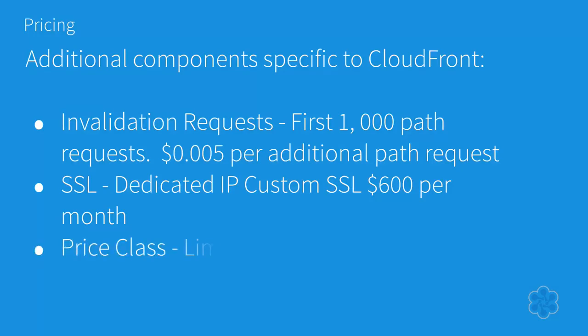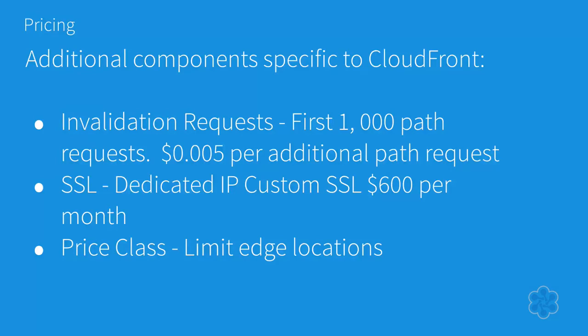Choosing from price classes is an option that can lower the total price by limiting the Edge locations. There are three price classes, which are Price Class All, which uses all Edge locations, Price Class 200, which uses Edge locations in the US, EU, Asia and Japan, and Price Class 100, which uses Edge locations in the US and EU only.